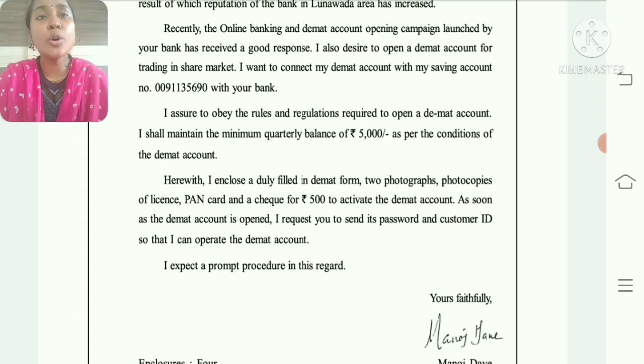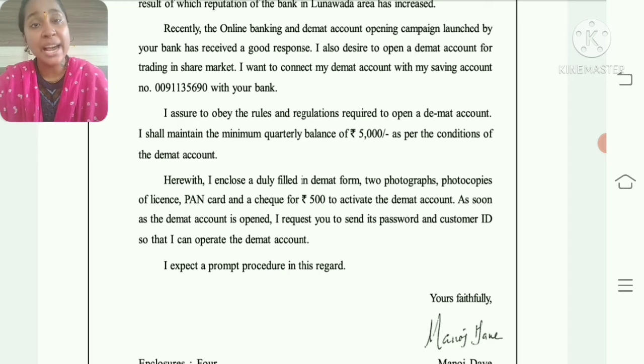I assure to obey the rules and regulations required to open a demat account. I shall maintain the minimum quarterly balance of 5 months as per the condition of the demat account. Now Manoj Dave is saying that whatever the bank's rules and regulations are for opening a demat account, like the necessary details we saw in account opening, all the documents, these things we have to assure, the minimum balance, all these things have to be stated.